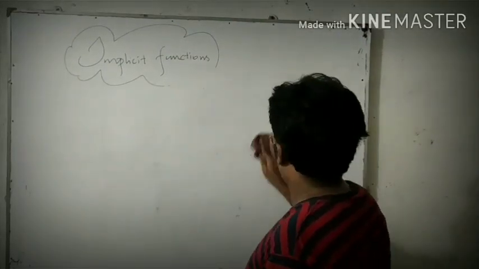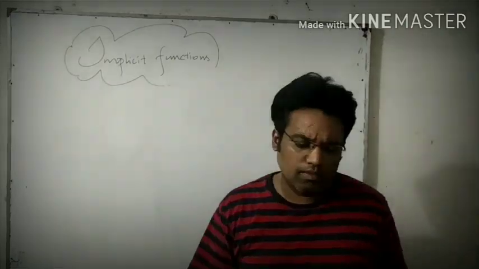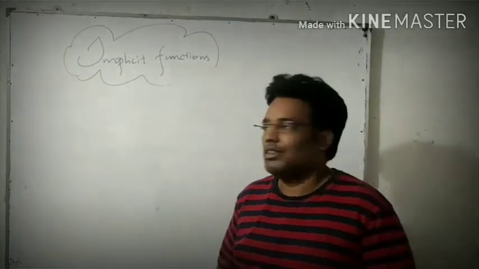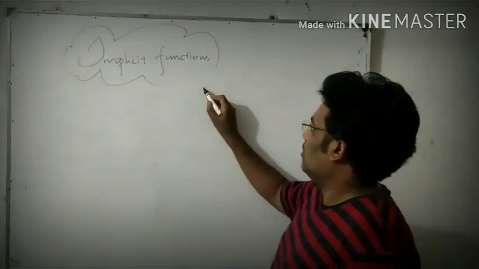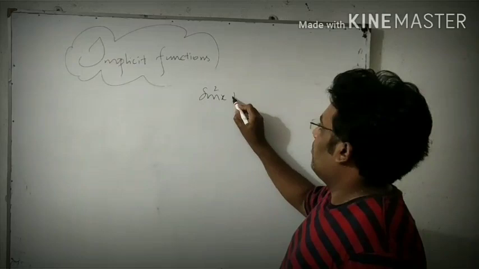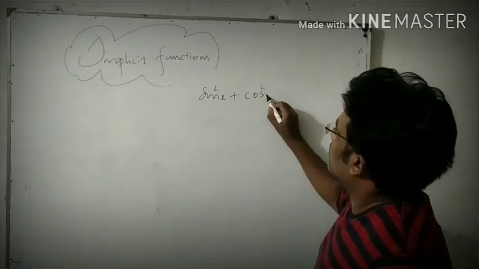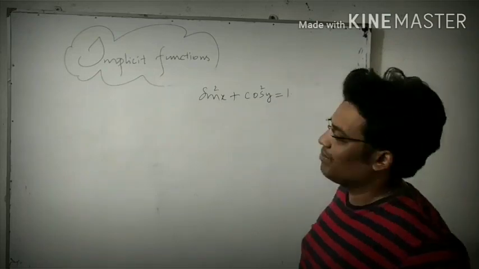So you know the concept. The thing is, when we have some problems, maybe some trigonometric, then the problem arises. So let's go with one more. Find dy by dx, if sin square x plus cos square y equals 1.